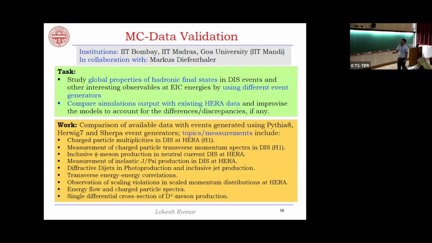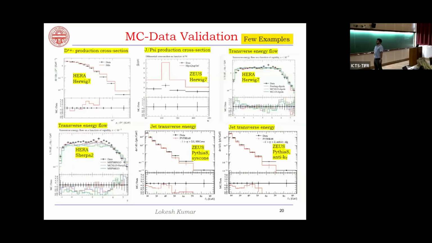the models accordingly. So the work was done using different models such as Pythia, Herwig and Sherpa, and these are various topics in which people were involved. And I will just show a few example plots from here. Right side is D star production cross-section, Herwig compared with the existing data. J/psi production cross-section, Herwig compared with the existing data. And transverse energy flow for Herwig and Sherpa. Jet transverse energy for Pythia, comparison with the data for different jet algorithm methods.